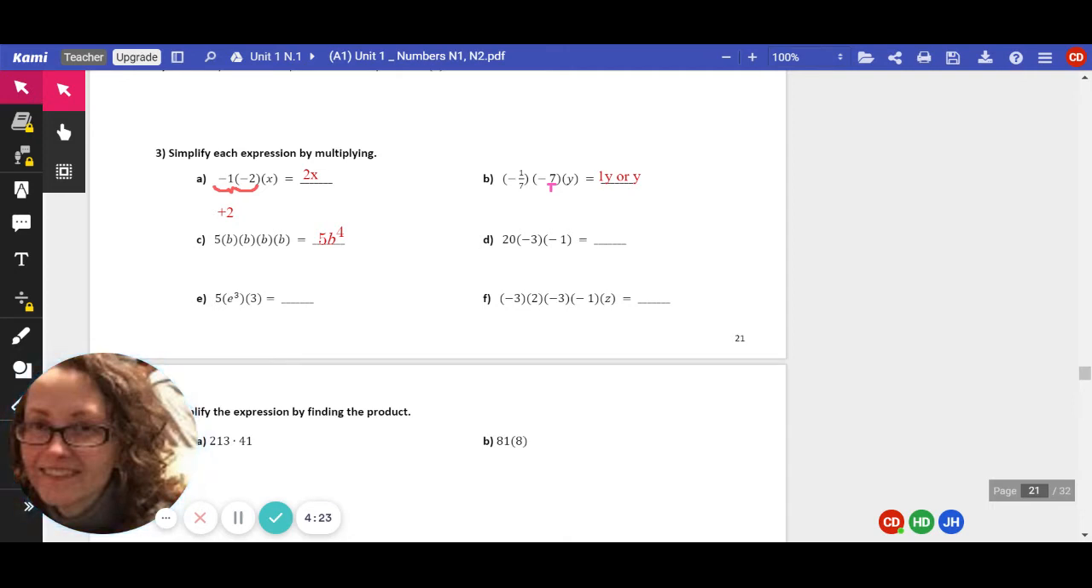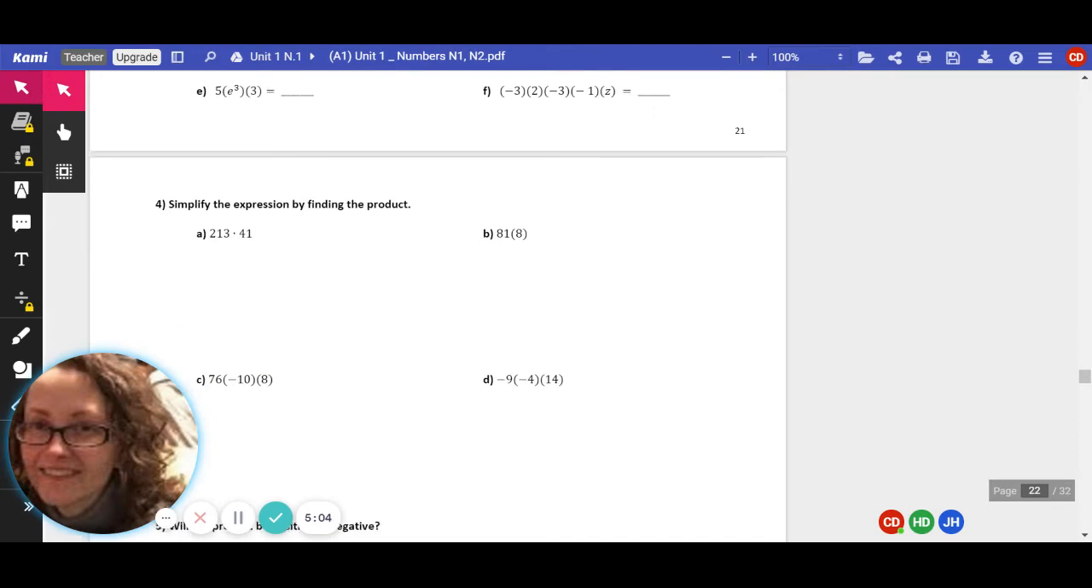In part B, a negative times a negative is a positive as well, and a number times its reciprocal is 1. Therefore, from the numbers in part B, we get positive 1 times y, or just y. In part C, the repeated multiplication of b can be written as b to the 4th power. Therefore, we get 5b to the 4th power. Try the rest of question 3 and all of question 4 on your own at the end of this video.